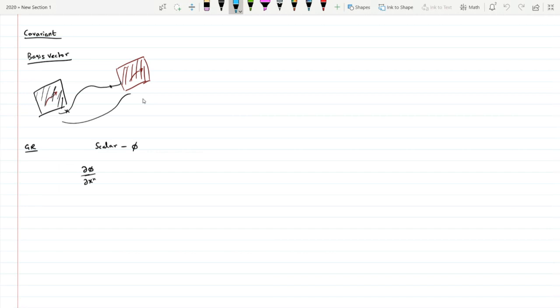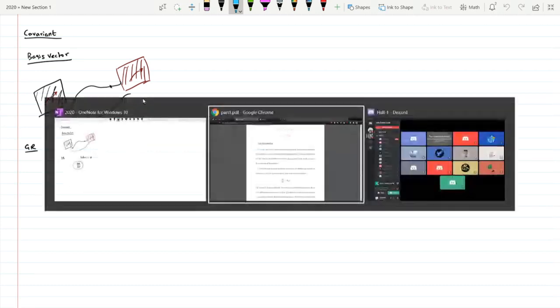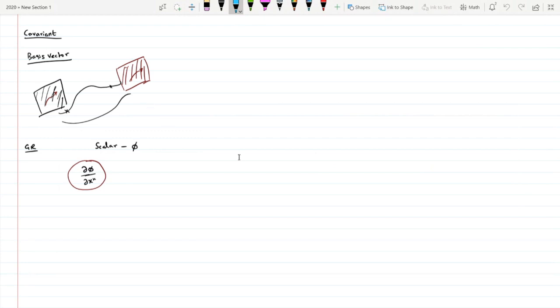Okay. Is anyone scared or confused with this notation? Because remember, how many equations do we have here? 4 equations. Remember, this is 4 equations. It tells you how the scalar changes with time. It tells you how it changes with space.